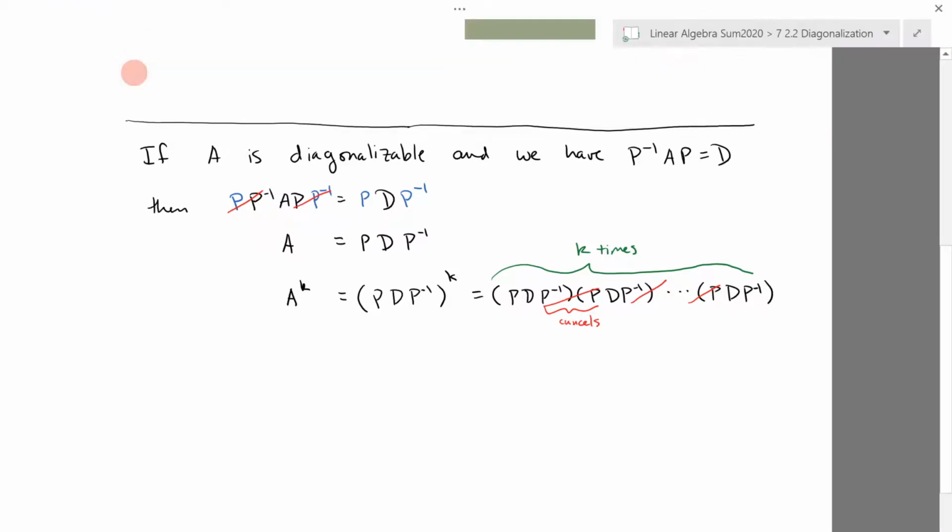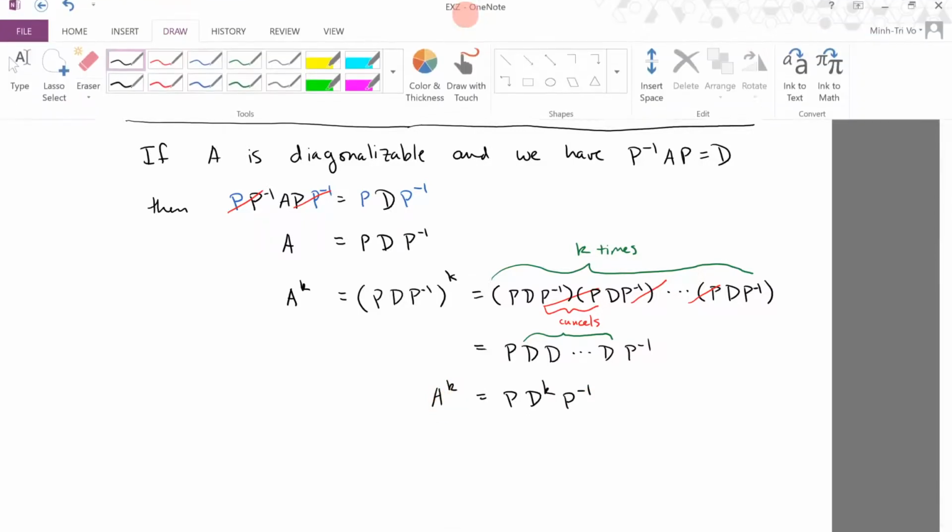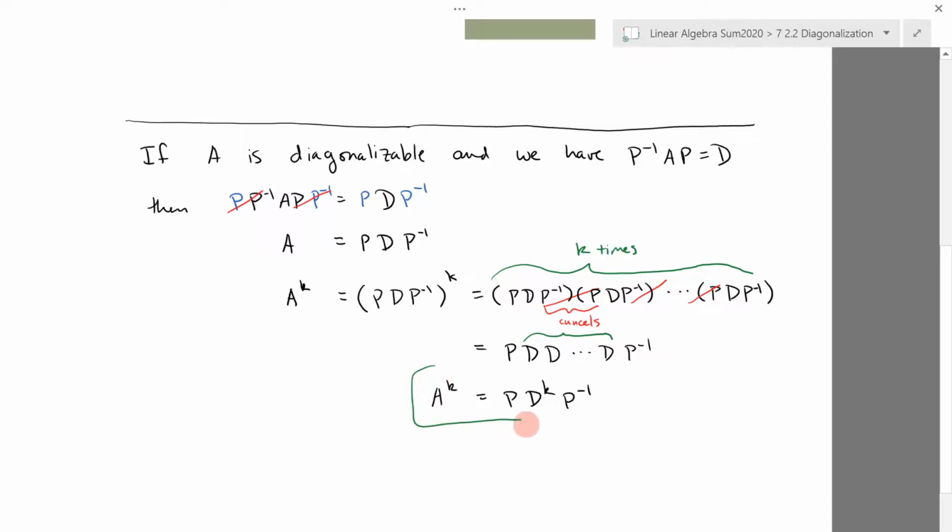So now what does this product look like? It looks like P times D. This D is still here, this D is still here. All this P inverse P will cancel out, but there's still a bunch of D's in the middle. There's still k of these D's, and all those D's is just D to the k. So we get that A to the k is equal to P times D to the k, P inverse.